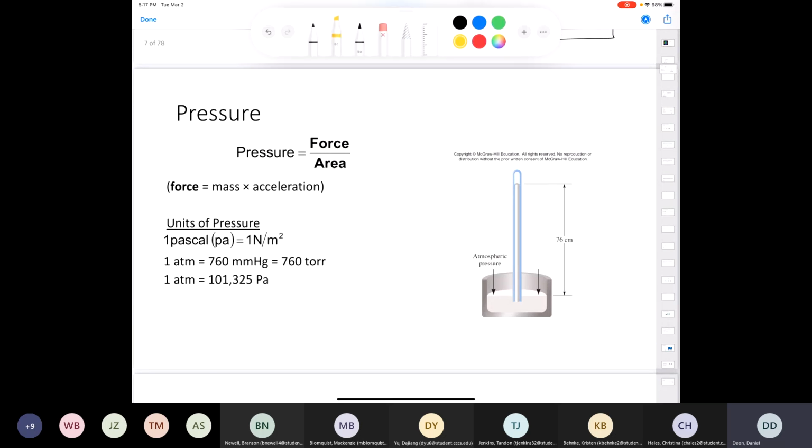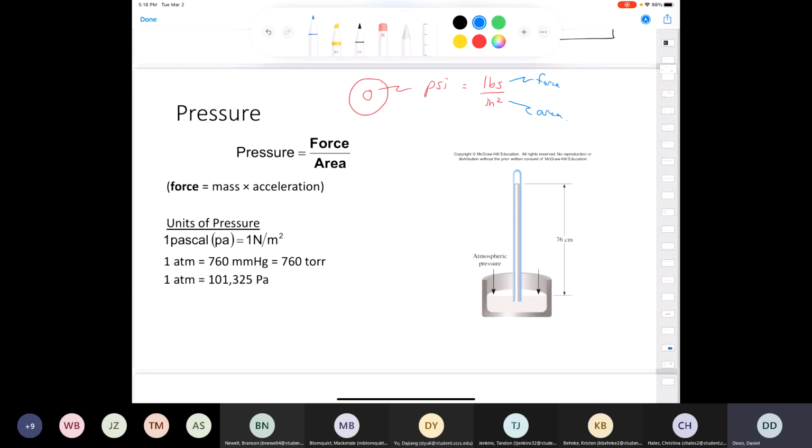If you've ever blown up a car tire, you probably know that the pressure in a tire, let's say you have a tire like this, is measured in PSI, which means pounds per square inch, right? Well, what are pounds? Pounds is a measure of force, right? And what's a square inch? It's a unit of area. So there you go. Pounds per square inch represents force per unit area. And so that makes sense. Pressure is force per unit area.